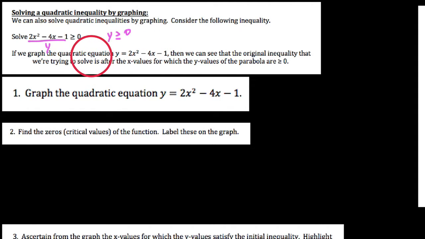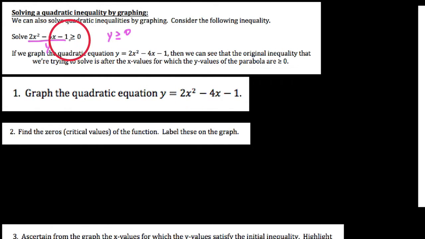So what we're going to do is this. We're going to graph first the equation y equals 2x squared minus 4x minus 1. And then we're going to see that the original inequality we're trying to solve is after the x values for which the y values of the parabola happen to be greater than or equal to 0. So let's go ahead and start with this.